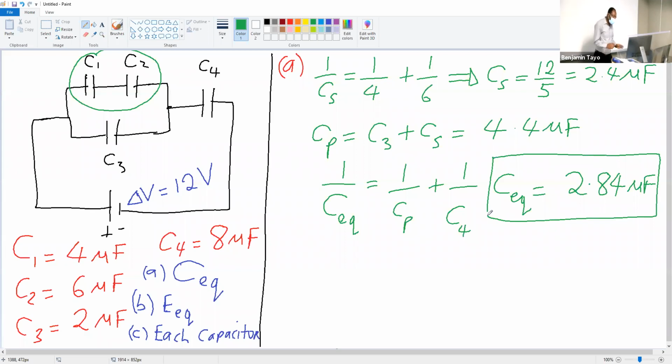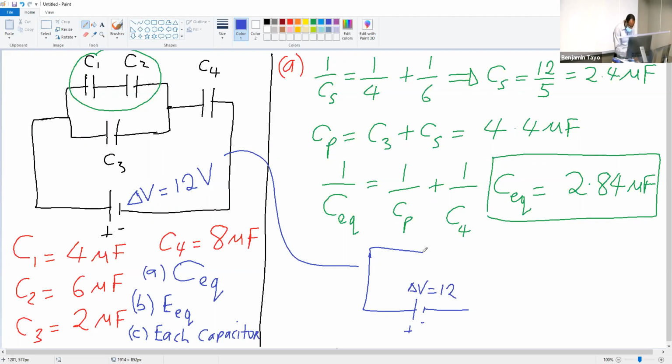So what I'm saying is that all of this can be replaced by just one capacitor. Again, the voltage is the same, so this is delta V. And we just replace this by C equivalent. So this is my C equivalent.